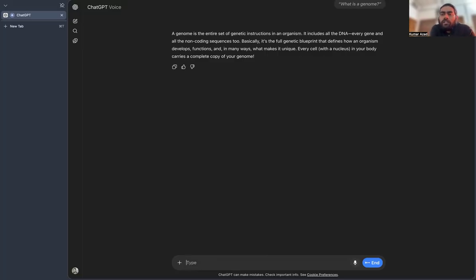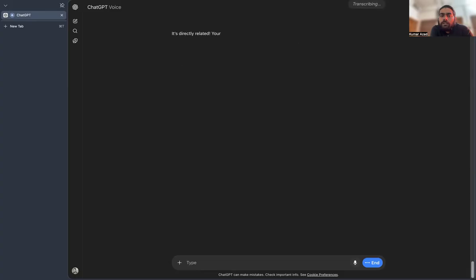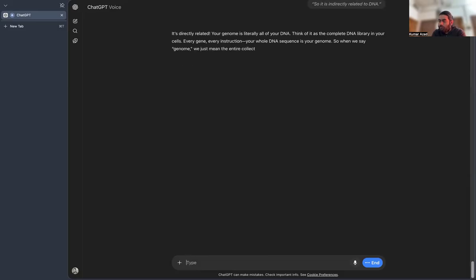So it is indirectly related to DNA. It's directly related. Your genome is literally all of your DNA. Think of it as the complete DNA library in your cells. Every gene, every instruction. Your whole DNA sequence is your genome. So when we say genome, we just mean the entire collection of all your DNA, not something separate from it.